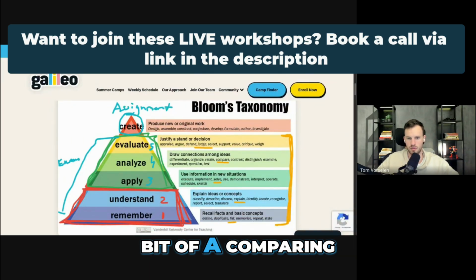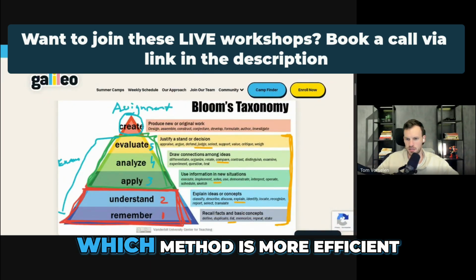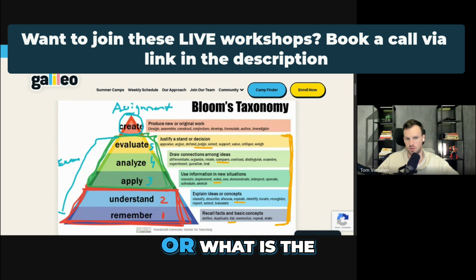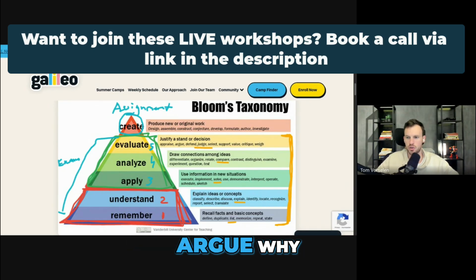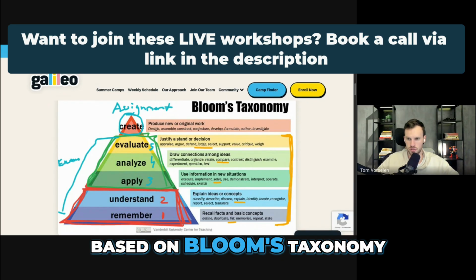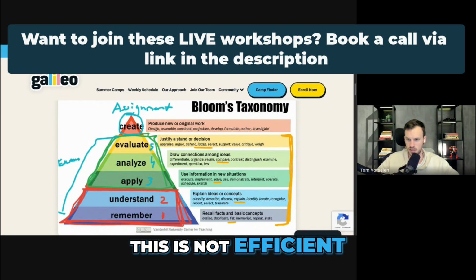So it's a bit of a comparing question about, hey, which method is more efficient, or what is the difference between these two? A judge or level 5 question: a student is only using flashcards as a learning method. Argue why, based on Bloom's taxonomy, this is not efficient and effective in terms of learning.